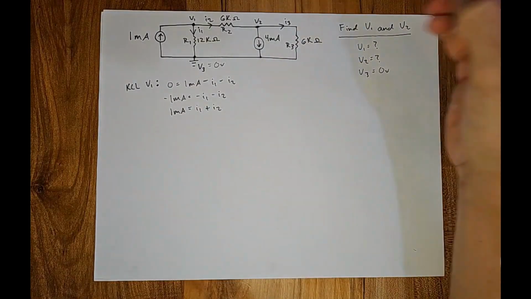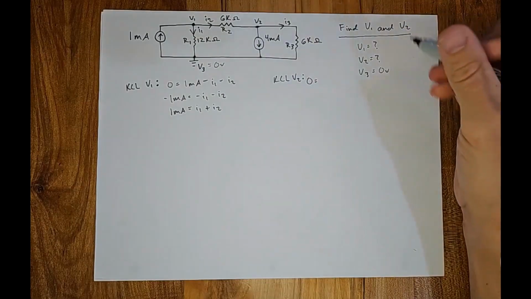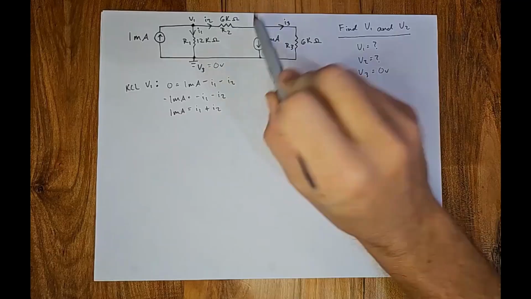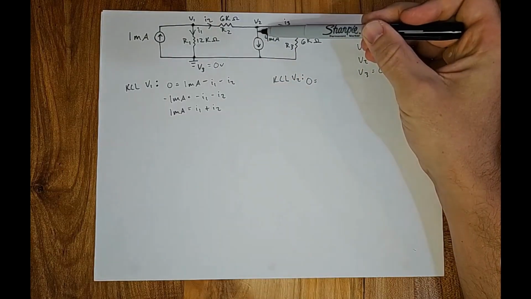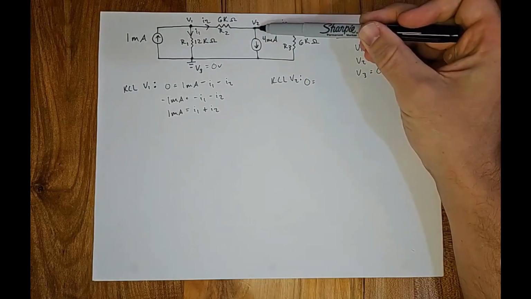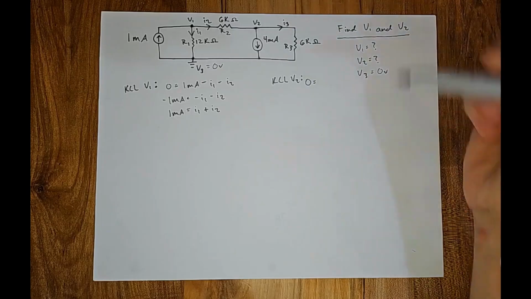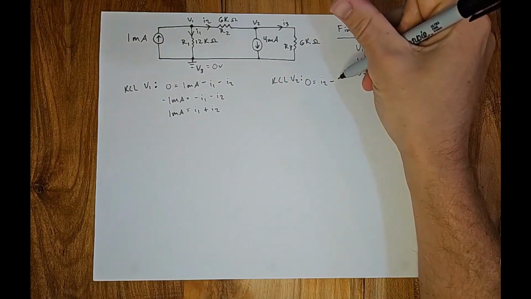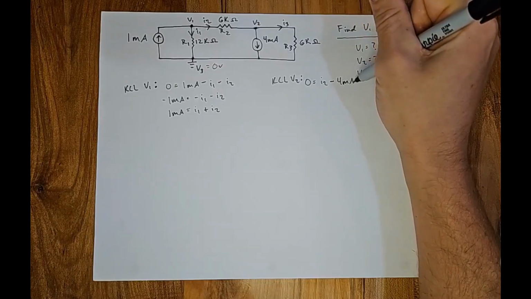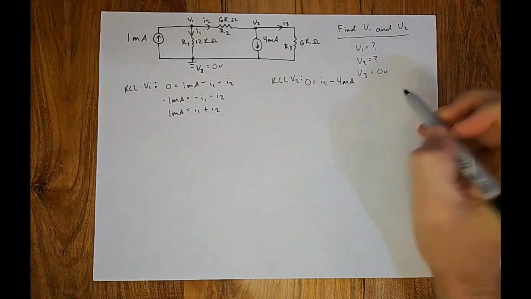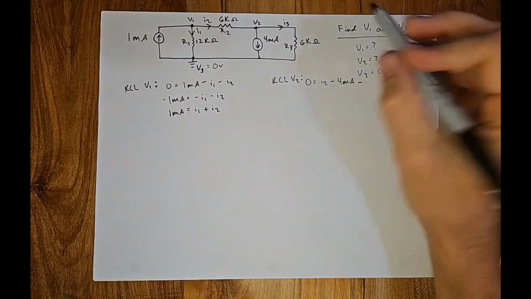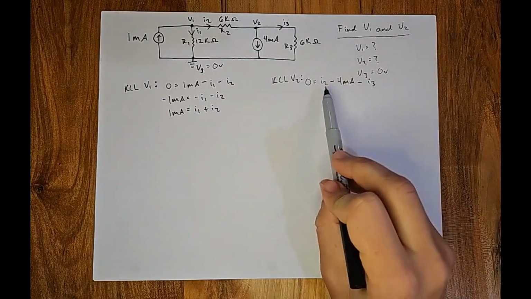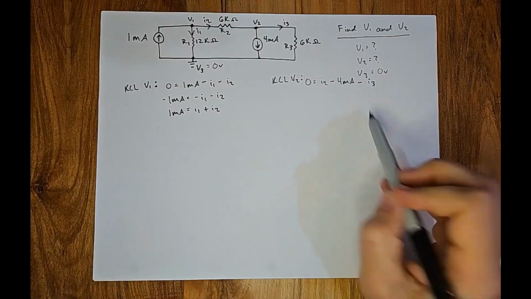Now for KCL at V2. So 0 is going to equal, you have I2 going towards V2, so it'll be positive. Your 4 milliamp source going away from V2, negative, and I3 going away, so it's negative. So let's do I2 minus 4 milliamps, oh, sorry, getting a little close to my V3 there, minus I3. I2 minus 4 milliamps minus I3.